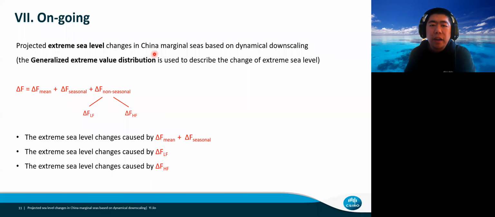And in the end, I also want to briefly introduce the ongoing work about the extreme sea level. Compared with the mean state change, people may be more interested in the extreme event. And in this work, the generalized extreme value distribution is used to describe the extreme sea level change. The idea is that the climate change signal can be separated into the mean part change, the seasonal part change, and the non-seasonal part change.